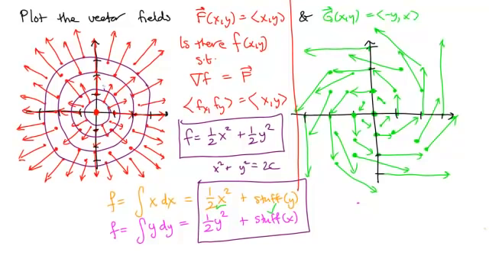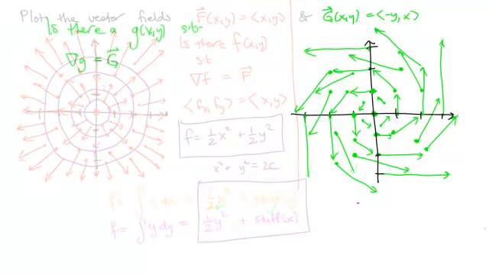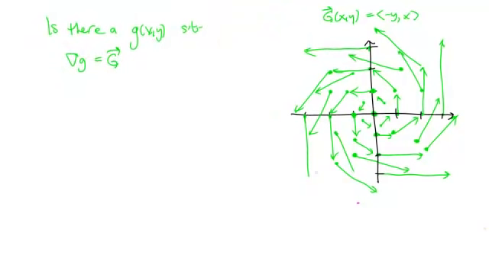What about the green vector field? Is there a function g of x, y such that the gradient of little g is the vector field capital G? So the gradient of little g would have to be g sub x, g sub y, and it would have to match minus y, x. Well, that would mean that the partial derivative of g with respect to x is negative y, and the partial derivative of g with respect to y is x.